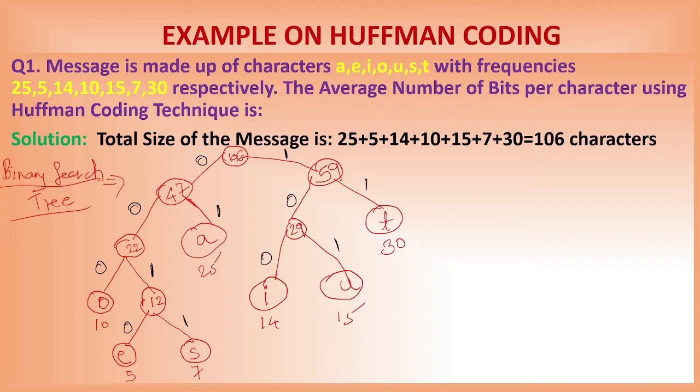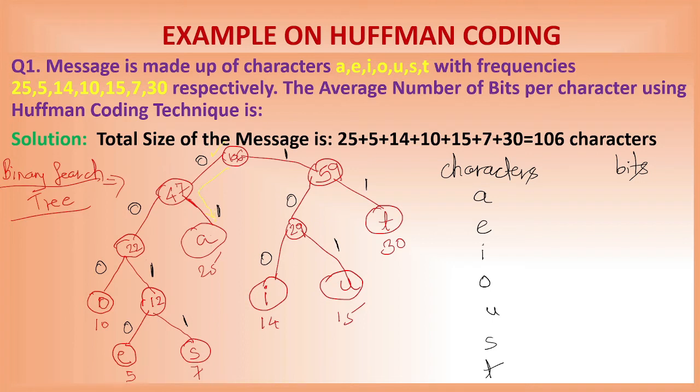Okay. So now using Huffman coding, we can give the bits for each character. So we have characters and we have to assign the bits using Huffman coding scheme. So characters are what? A, E, I, O, U, S and T. So for A, how many bits will be assigned? Check the binary search tree now. So to come to A, this path is taken from the root.